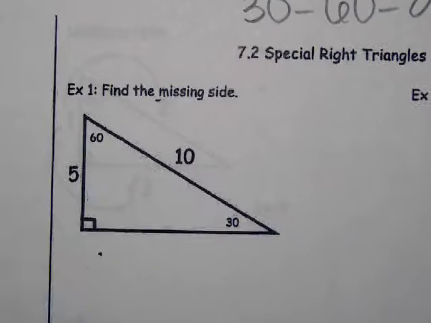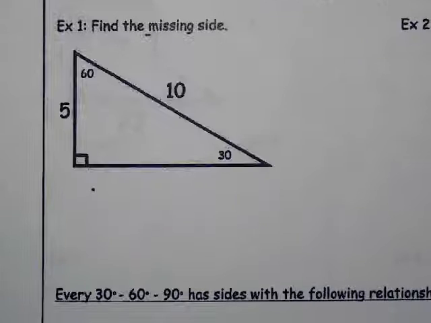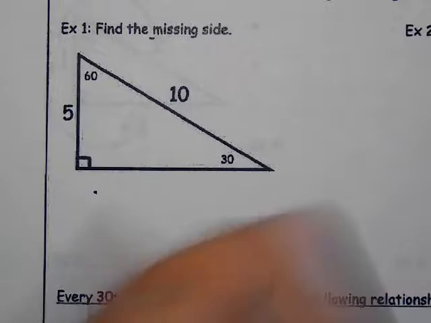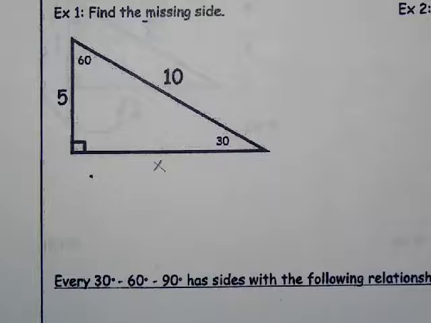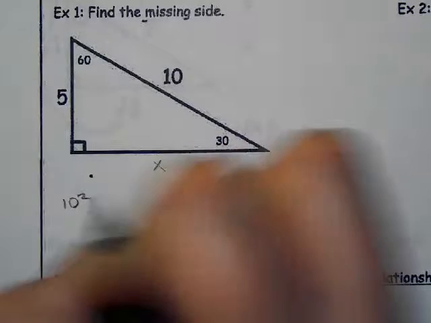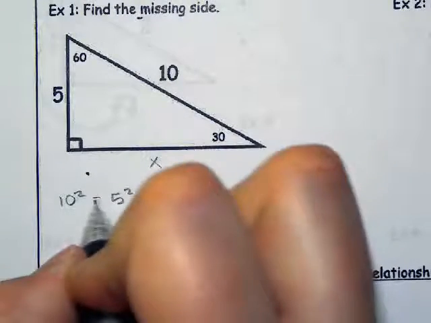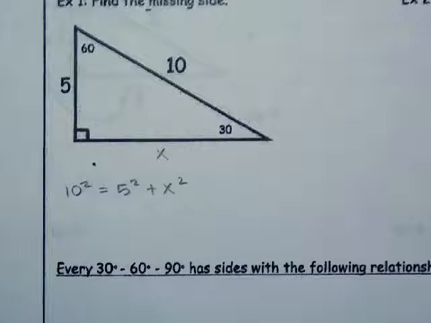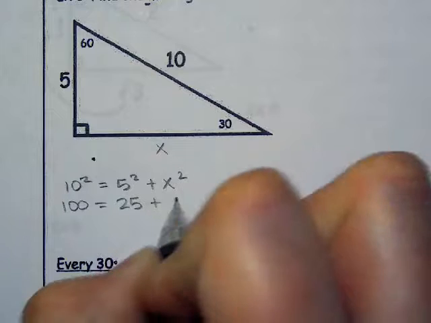So if we are looking at this first triangle, we've got a side that's 5, the hypotenuse is 10, and we want to find the third side. It's a right triangle. How do we find the third side? Yeah, Pythagorean Theorem. What should we label the third side? X? Okay. So what should I do? Okay. Oh, not plus, equals. So we've got 100 equals 25 plus x squared.